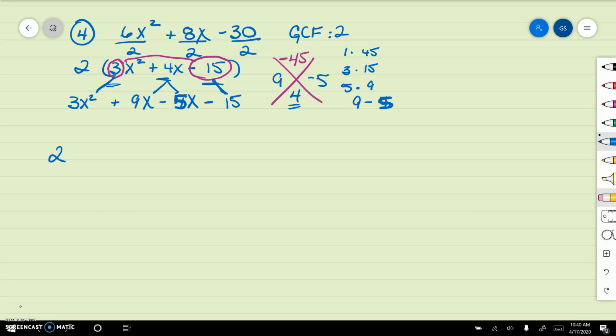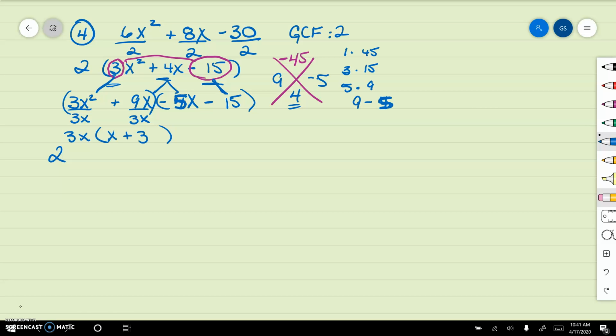Now we have to do our GCF, or by grouping, I'm sorry. We're going to group and then we're going to do GCF. So what can I take out of this 3x squared and the 9x? Well, I can take a 3x out. 3x, that's my GCF. So 3x comes out, and what's left over is an x plus 3.